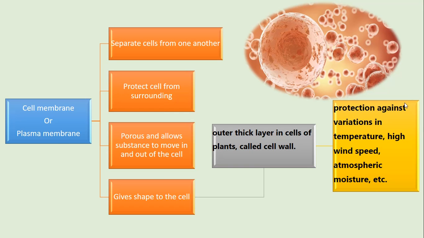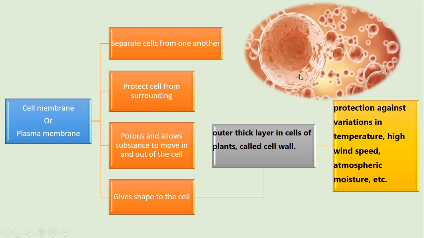So first is the cell membrane or the plasma membrane. This cell membrane generally separates one cell from another. And this cell membrane protects the cell from the surroundings, and this cell membrane is porous and allows the substance to move in and out of the cell. And it is the cell membrane that generally gives the shape to the cell.